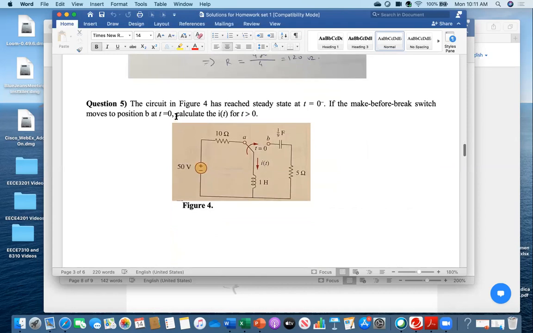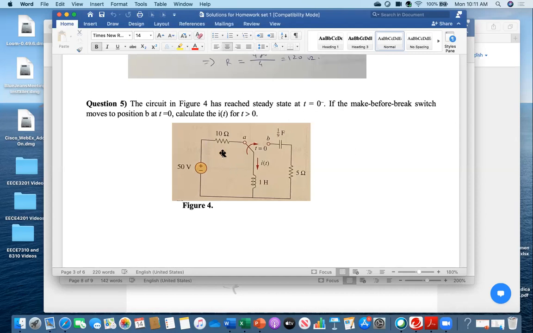Okay, for this one, the circuit in figure 4 has reached a steady state at t equal to 0 minus. If the make-before-break switch moves to position B at t equal to 0, then calculate i(t) for t greater than 0. So everybody see, initially the switch is here. This means this portion is fully disconnected initially at t equal to 0 minus. So first find out the current. Initial conditions are not given. You have to find out the initial condition.